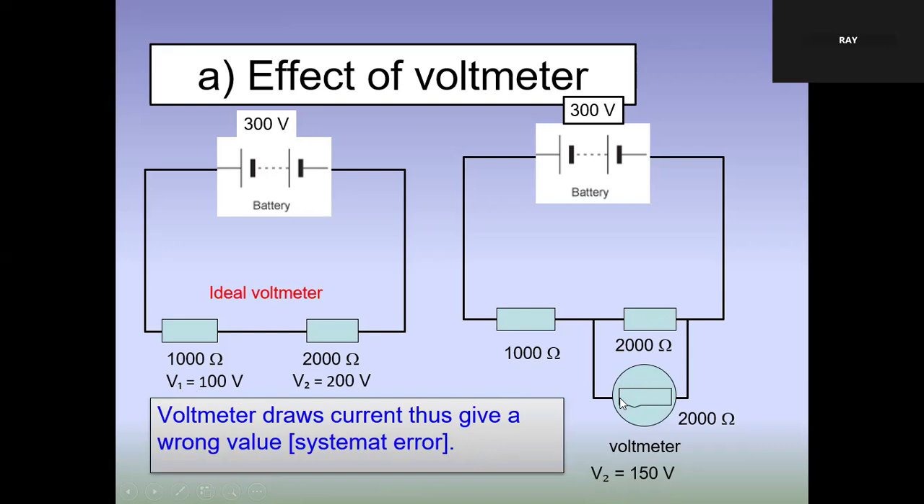But if the voltmeter has a resistance quite similar to that resistor, it's going to change the voltage reading across the 2000 ohm and the 1000 ohm. Another way of saying it is the voltmeter draws current, thus gives a wrong value, a systematic error.